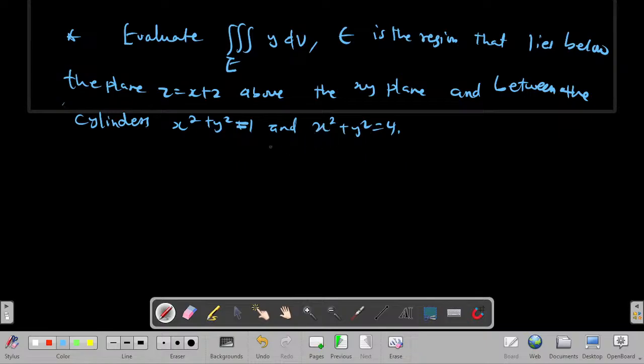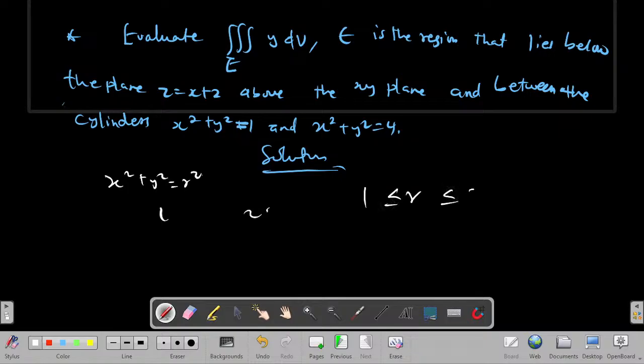How do we approach this problem? Simply, we're going to use cylindrical coordinates. Using cylindrical coordinates, our cylinders become x squared plus y squared is equal to r squared. Therefore, for this cylinder, my r is 1. For this cylinder, my r is 2. Therefore, my r lies greater than or equal to 1 and less than or equal to 2.